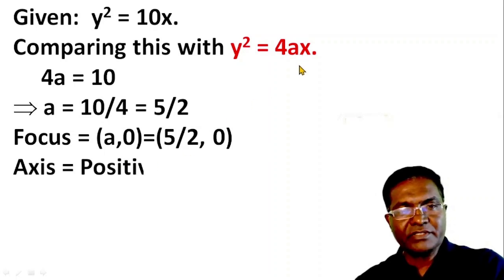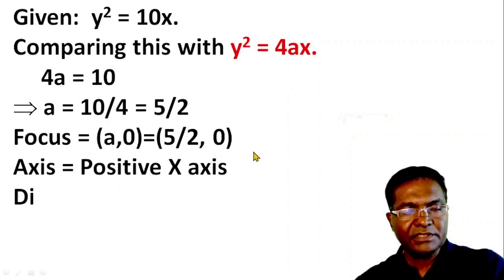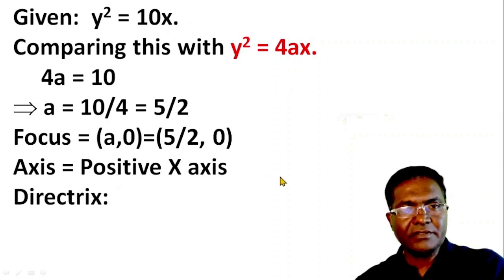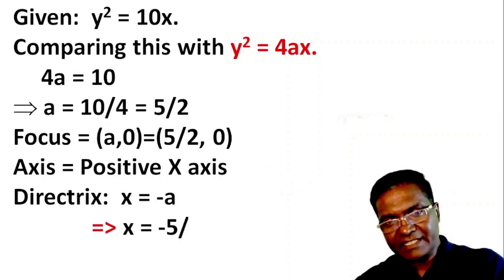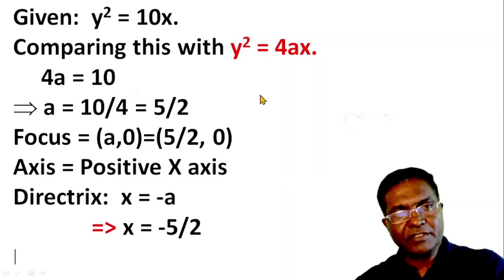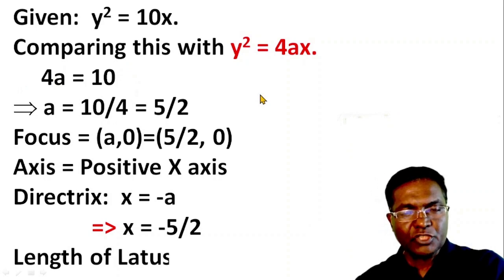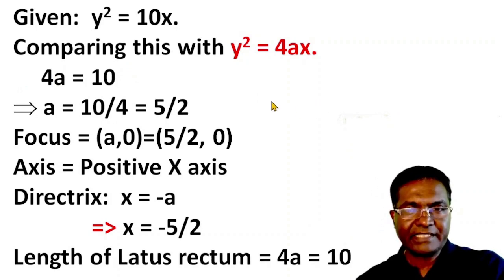So focus is a comma 0, that is 5 by 2 comma 0. Axis is positive x-axis because coefficient of x is positive. Directrix is x equal to minus a. So x equal to minus 5 by 2 is the directrix. And as usual, length of latus rectum is 4a, that is 10.